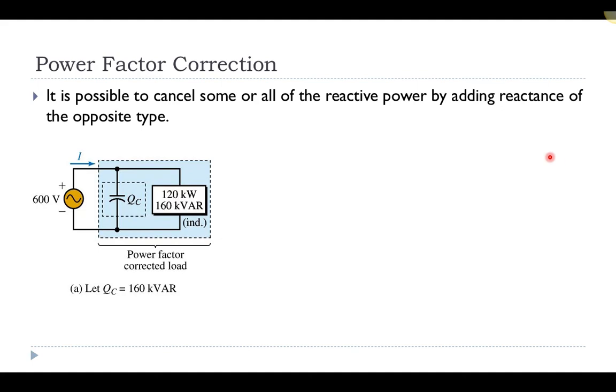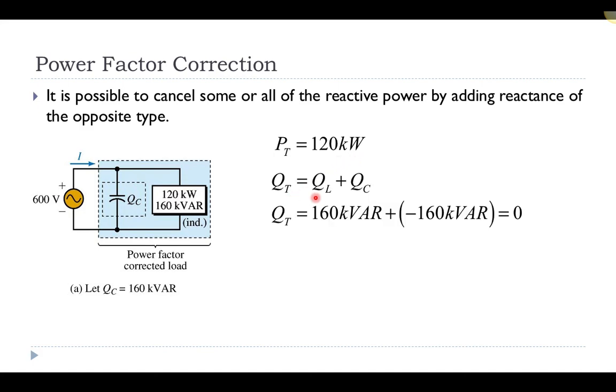The answer to that is yes. We can cancel that out by adding another reactive component that's the opposite type. So here's my voltage supply again, same voltage supply. Here are the two components that are together now, and they are producing a power rating of 120 kilowatts and a reactive power of 160 kVAR, which is inductive. If I put a capacitor in parallel with those components, and I make sure that capacitor has the same amount of reactive power as the inductor, then I can figure out the total power in that circuit. It's still 120 kilowatts. But the total reactive power is the combination of the inductive reactive power and the capacitive reactive power. When I add those two together, because they have the opposite sign and the opposite impact on the circuit, it ends up giving me 0 reactive power.